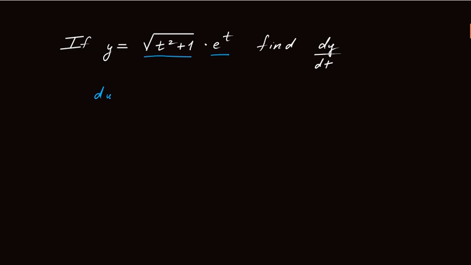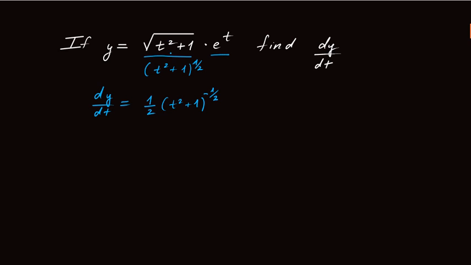Okay, so dy dt, I'm going to use the product rule first, because the last thing I do in evaluating this expression is multiply the evaluation of the square root times the e to the t. But when differentiating this first function, I have to use the chain rule. Notice that first function is the same as t squared plus 1 to the 1/2, which allows me to use the power rule to differentiate the outside function. The derivative of this is 1/2 times t squared plus 1. Then I have to reduce the exponent by 1, so 1/2 minus 1 is going to be minus 1/2.